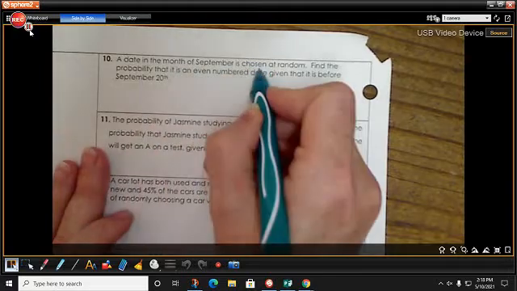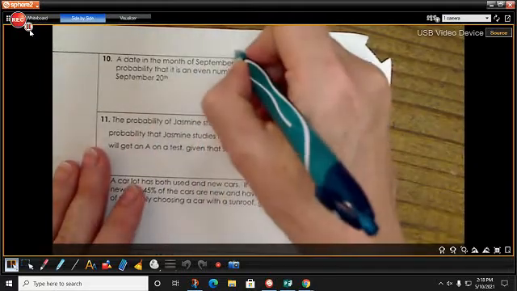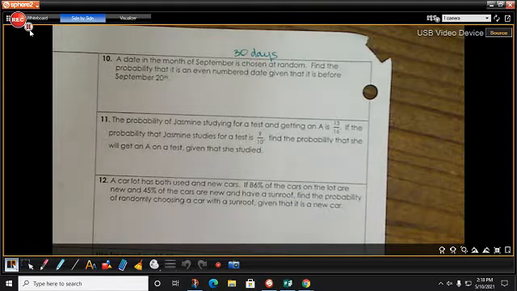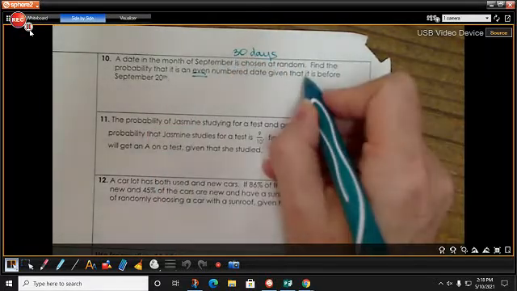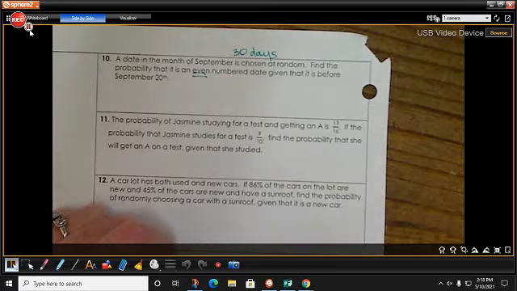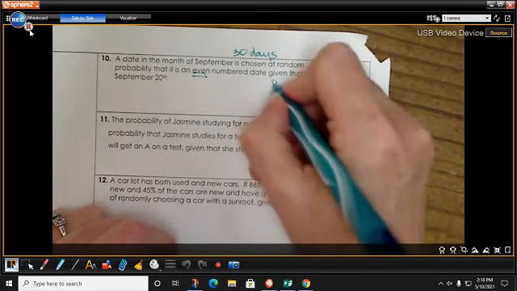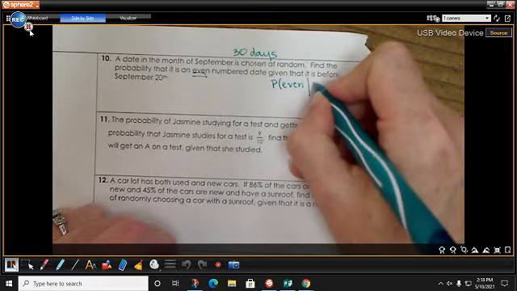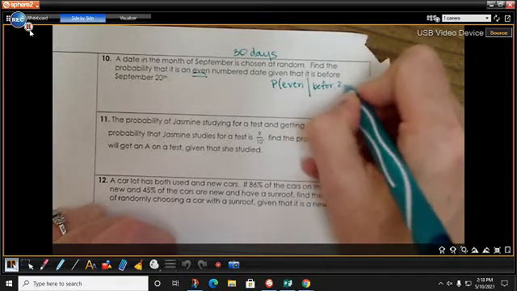Okay, let's look at some more examples. The more you do it, the better and more comfortable you get with it. So here we're going to choose a date in the month of September. Remember, September has 30 days. 30 days hath September. Find the probability that it is an even date given that it is before September 20th. So I'm finding the probability of an even date given it's before the 20th.